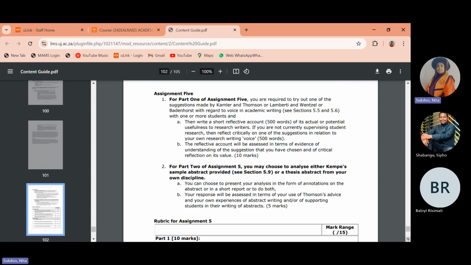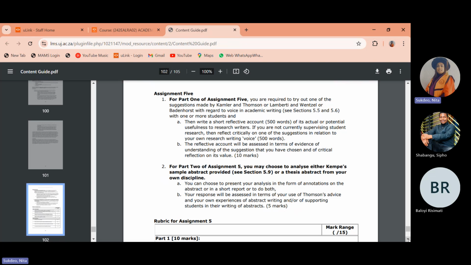Okay, much like what Rizamati had said, it's how your voice comes across. Everything that you have learned up until this point, is it useful for you as a supervisor, and what can you actually take out of this? So that is how you're going to reflect.